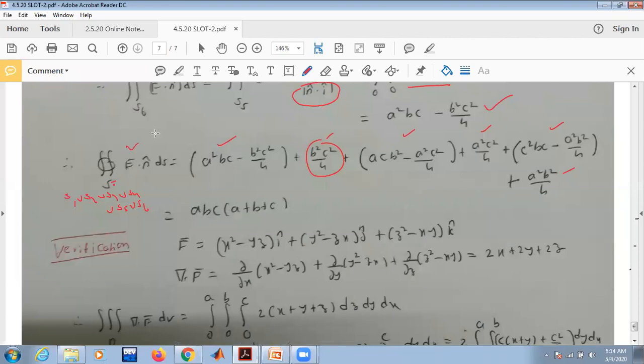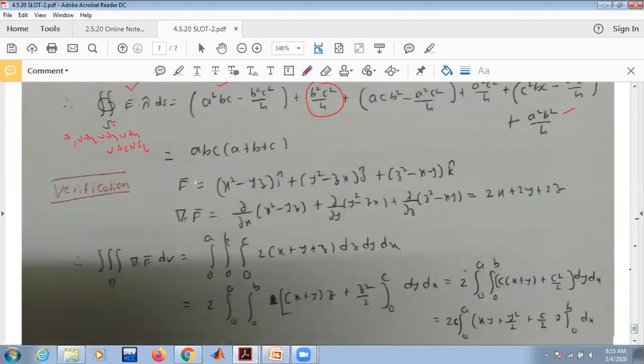That is only the left hand side. The question is asked to verify Gauss divergence theorem. When you are asked to verify Gauss divergence theorem, you need to compute the triple integral also. So the triple integral of del dot f bar is here. Divergence of f bar is dou by dou x of the first component plus dou by dou y of the second component plus dou by dou z of the third component.